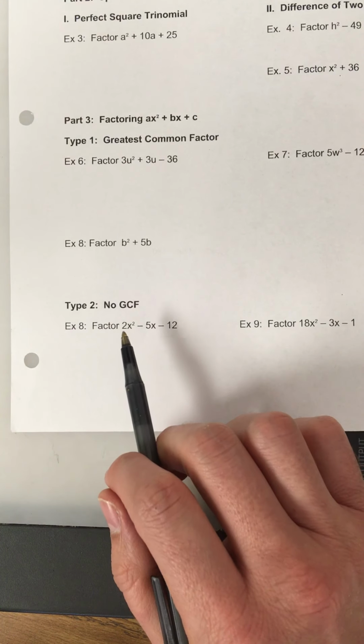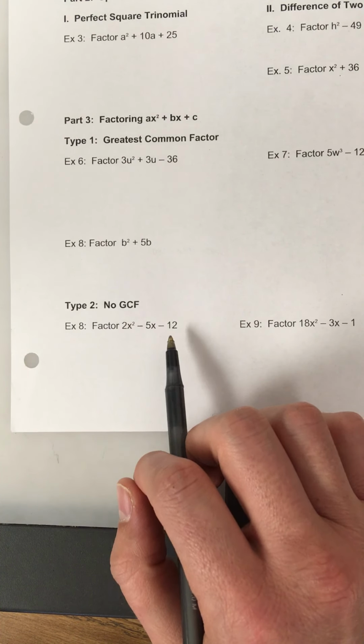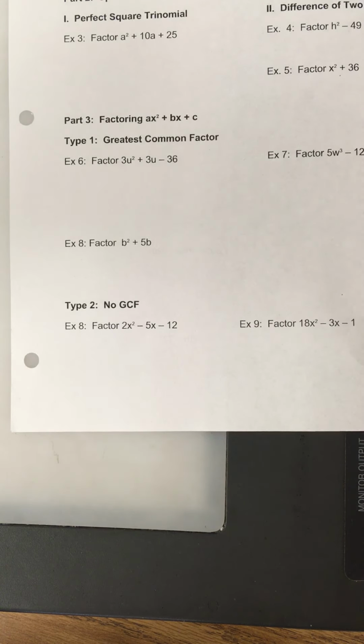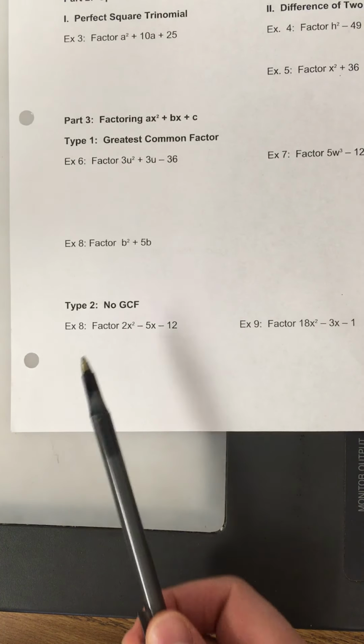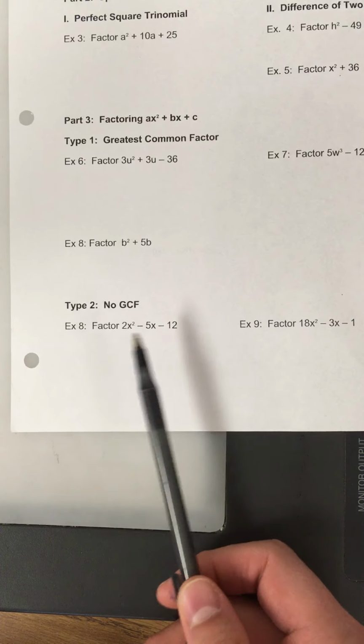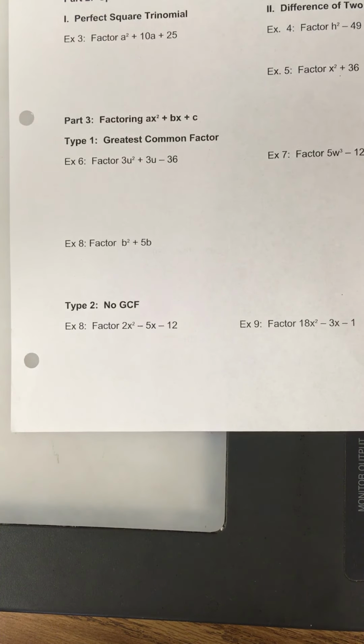So if I have to factor 2x squared minus 5x minus 12, now I always want to look for greatest common factor first, something I could divide out. But there is no GCF, all right? If that were a 6, then it'd be easy. You just divide it all by 2 and factor what's left. But since there isn't, I'm going to have to factor this a different way.